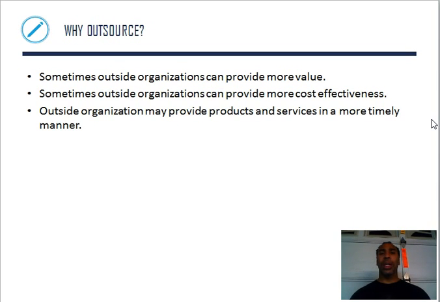So why outsource? A lot of consumers don't like the fact that companies outsource, but companies outsource because they need to save a certain amount of money, and they're looking towards their bottom line. So sometimes an outside organization can provide more value. Sometimes an outside organization can provide more cost effectiveness. Outside organizations may provide products and services in a more timely manner. So they may be able to do a certain thing better than you can. That's quite possible. They may be able to do it in a more cost effective manner. Those are reasons to outsource.